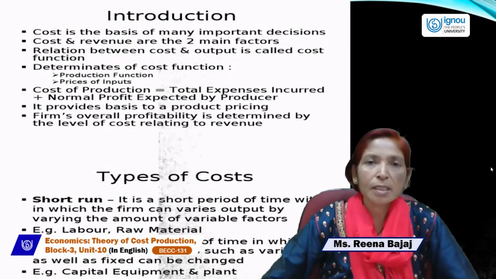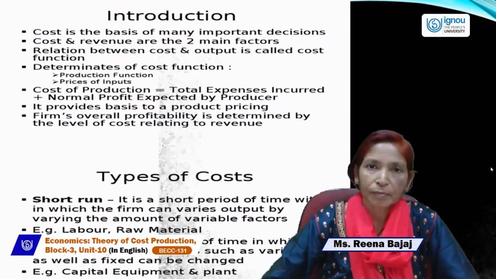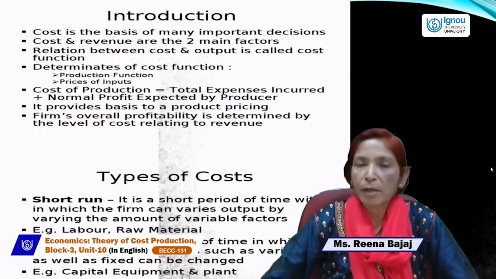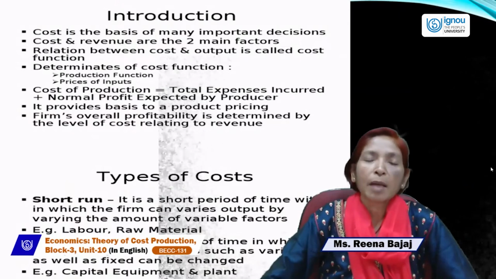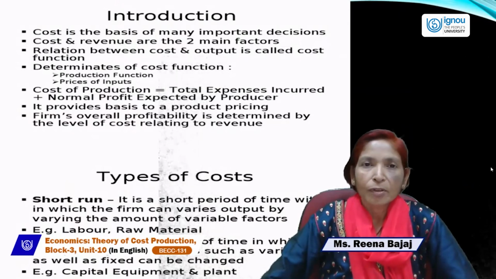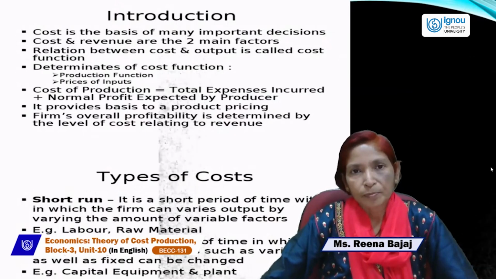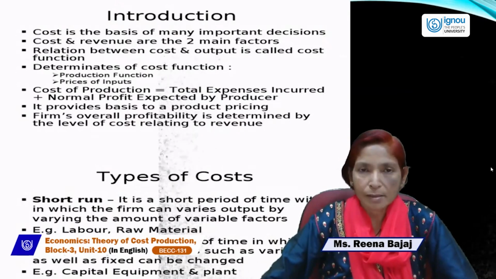When we produce goods and services, we use factors of production. Factors of production are basically of two types. One is primary factors and the other is secondary factors. Primary factors are those factors which are very necessary for the production of goods and services, like land, labor, capital, entrepreneur. These four factors of production or means of production are known as primary factors.